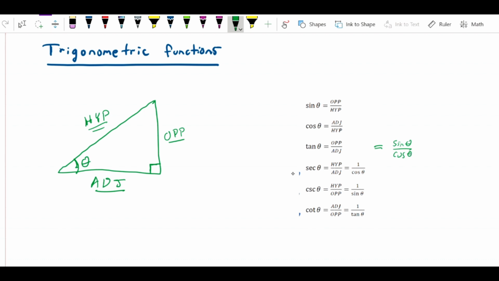We also have here what are called the reciprocal functions: secant, cosecant, and cotangent, where secant is just the reciprocal of cosine, cosecant is the reciprocal of sine, and cotangent is the reciprocal of tangent. Actually, the names make it a little difficult to remember because you'd think that cosecant would be the reciprocal of cosine, but it works the opposite way. Secant is the reciprocal of cosine, and cosecant is the reciprocal of just sine.